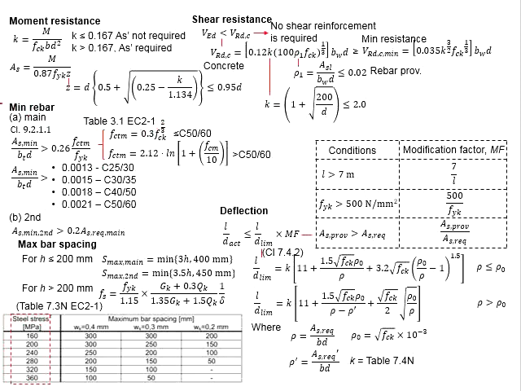This will include the maximum and minimum reinforcement bar, the maximum spacing of the reinforcement bar, and normally the thickness of the staircase is less than 200 mm. Therefore, the equations used will also be identical to the slab. And you need to check for the deflections.